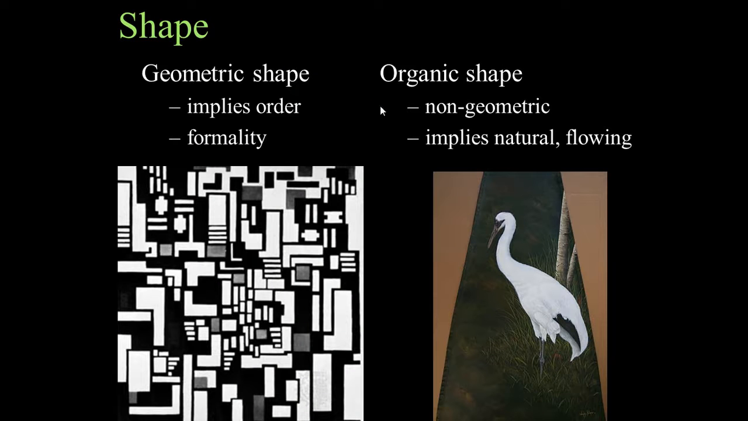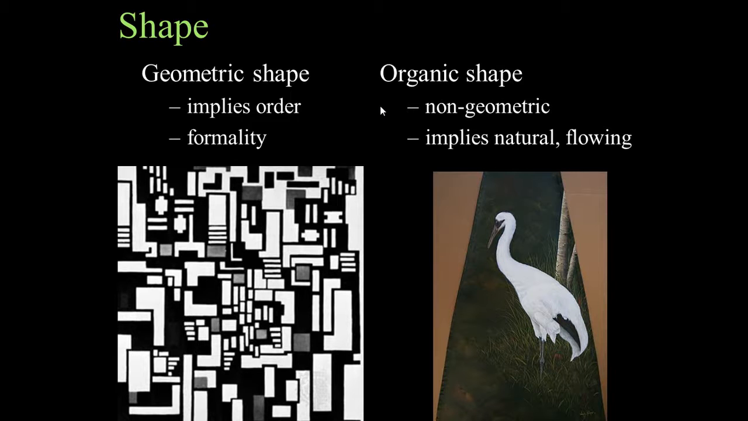All right, shape is also important. If there's a lot of geometric shapes, it can imply a sense of structure, of order, of formality. It can also, as you see with the image here on the left-hand side, there's a lot going on within that, so it creates a lot of visual movement as well.